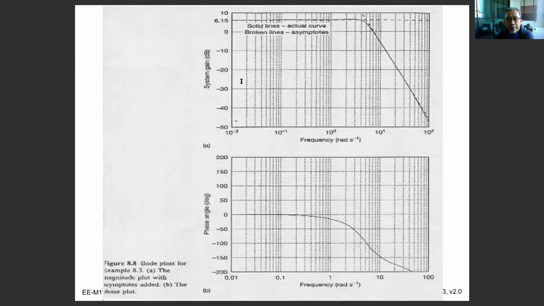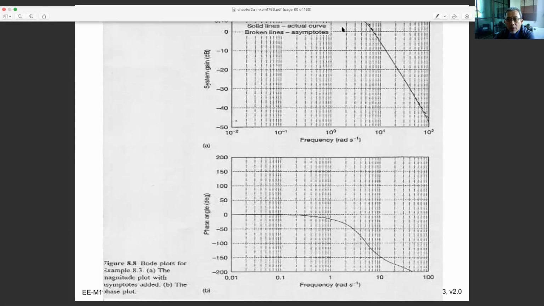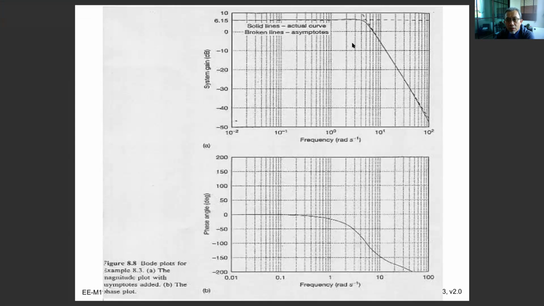You can see that the data starts from 6.15 decibel, and then it goes down with a slope of minus 40 decibel per decade. And the phase starts from 0 degree, goes to minus 100, goes to minus 180, then falls under minus 180 degrees.